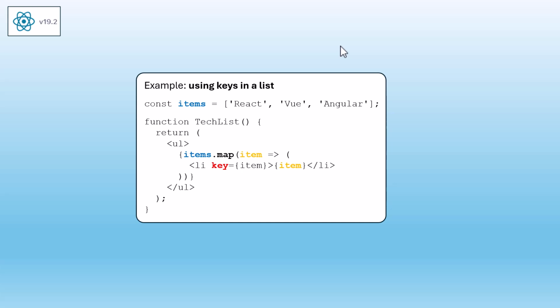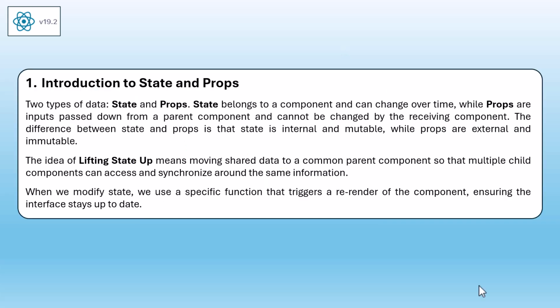Keys play an important role when we work with lists of elements. Each key helps React uniquely identify an item, which makes updates, insertions, and removals more efficient and predictable. React distinguishes between two types of data, state and props. State belongs to a component and can change over time, while props are inputs passed down from a parent component and cannot be changed by the receiving component. The difference between state and props is that state is internal and mutable, while props are external and immutable.